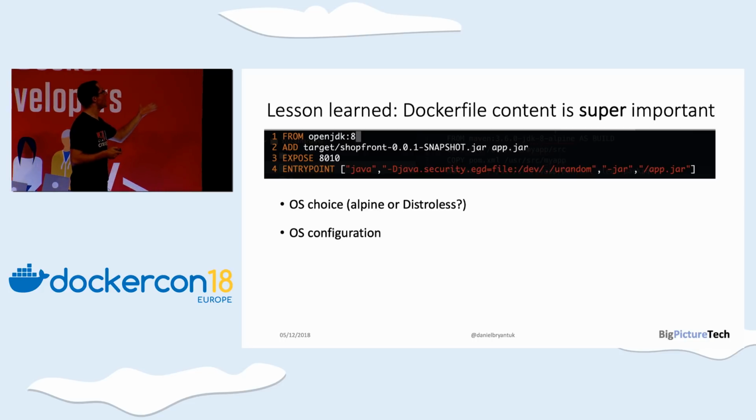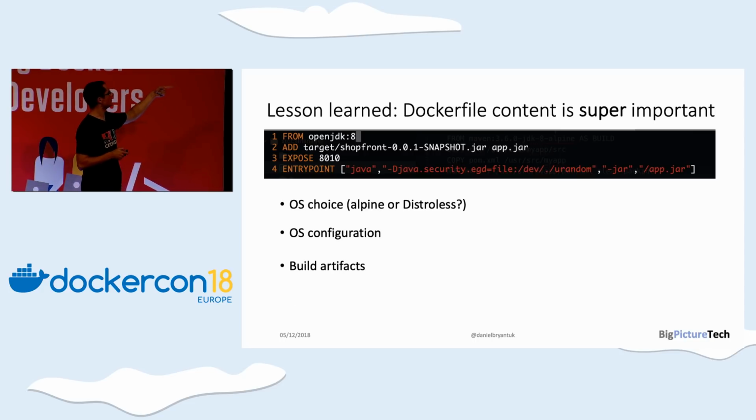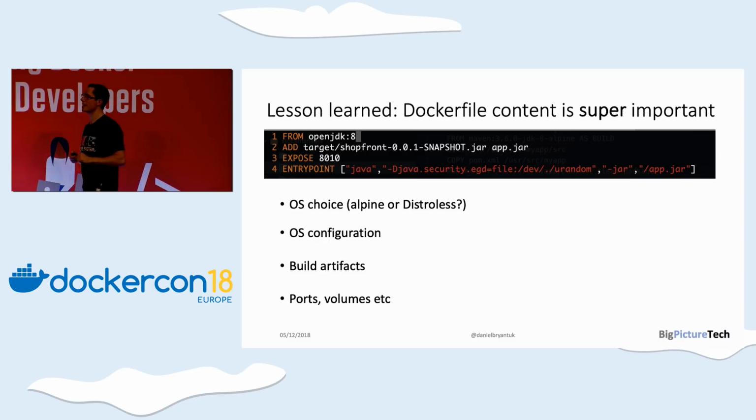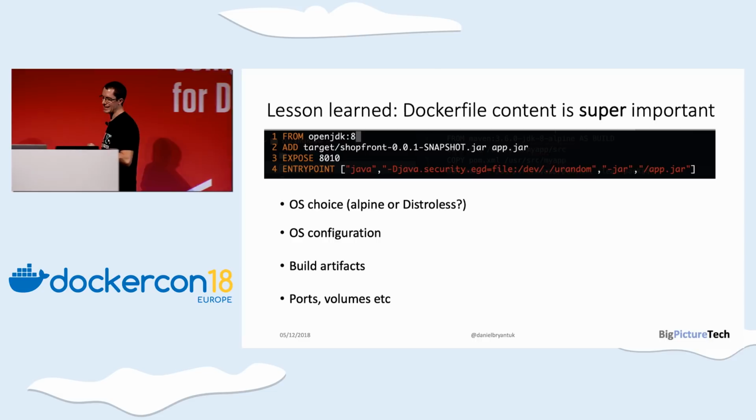I have to think about OS configuration. How do I get the build artifact in there? And what about ports and volumes and so forth? And definitely, if you're looking at OS, minimize: Alpine, or Distroless from Google, are really good choices there, I think. We'll cover some of that stuff in security later.